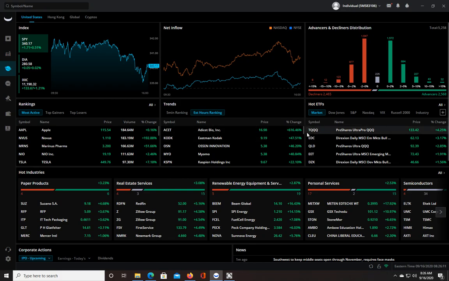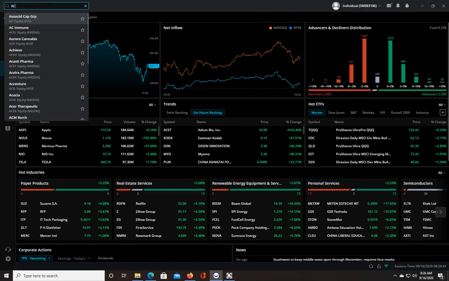So here you see ACET has gone up 616%. That's a little bit weird, but I just go off basically these top five. You see this little slide bar, you can go all the way through the list, but generally, not even the top five are really worth trading, but it's more likely that the top five are going to have good stocks to trade than the ones below it.